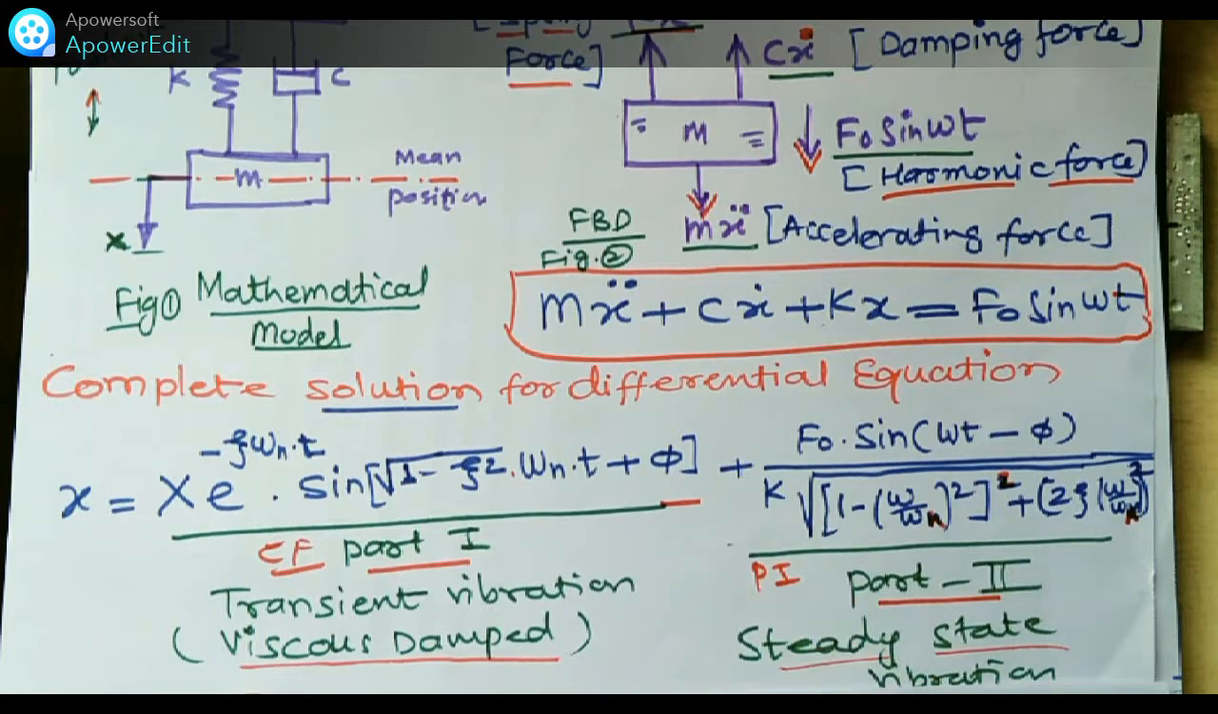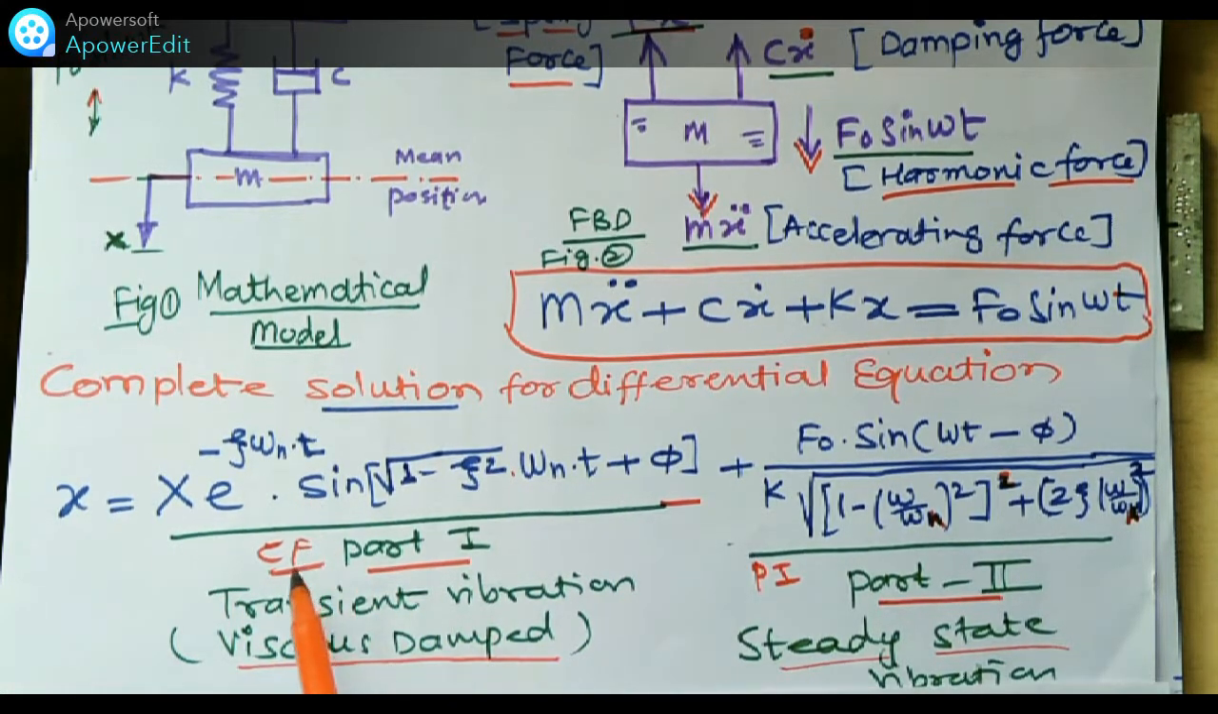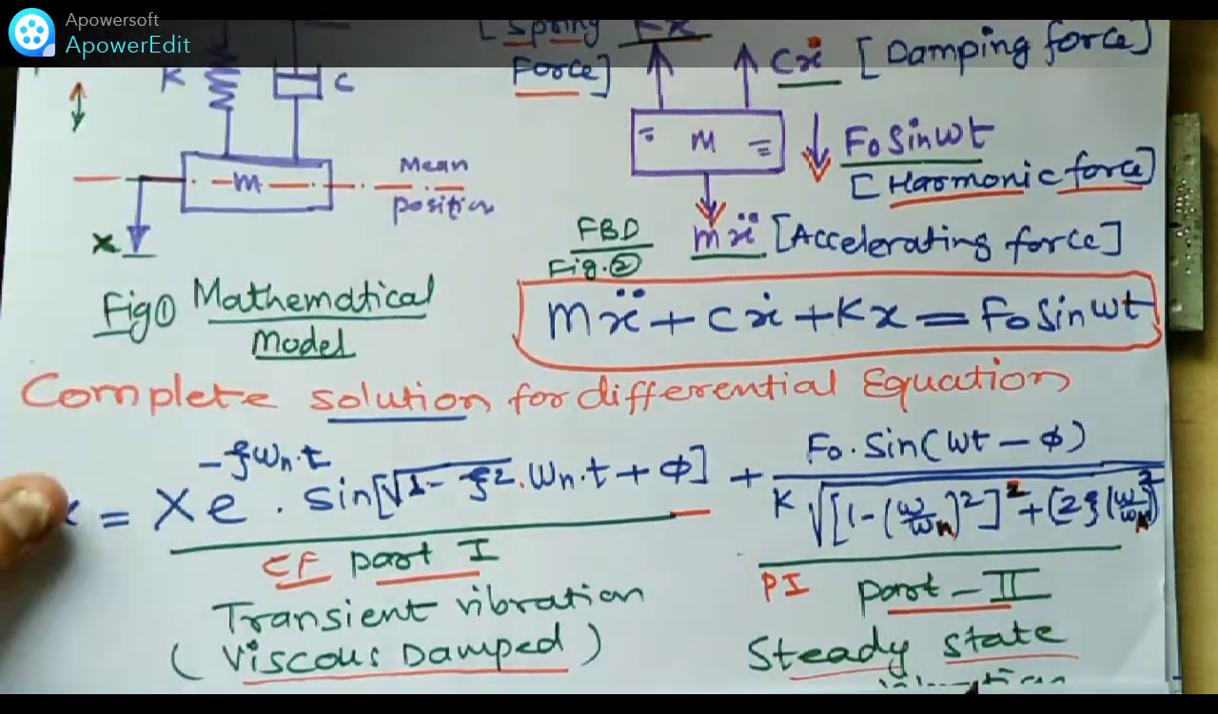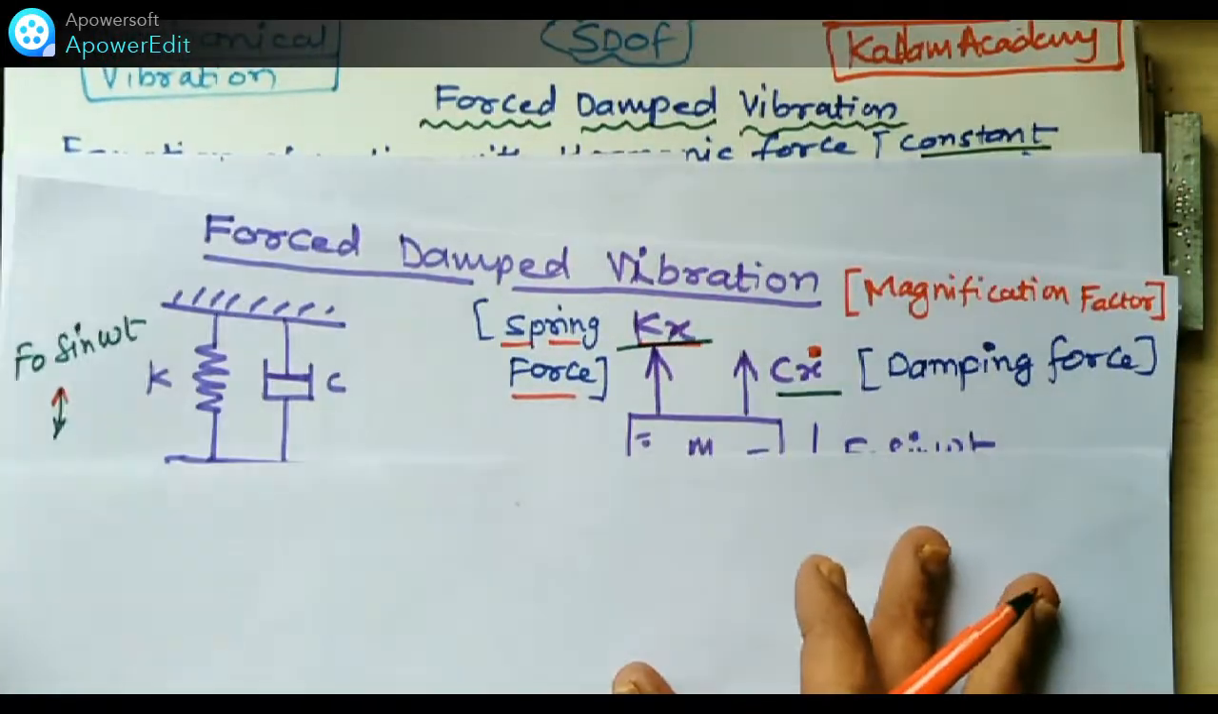So what does this represent? This represents the viscous damped vibration, where one part is a transient vibration and the other is the steady state. I will show you through the graph, and we will study how it represents this.